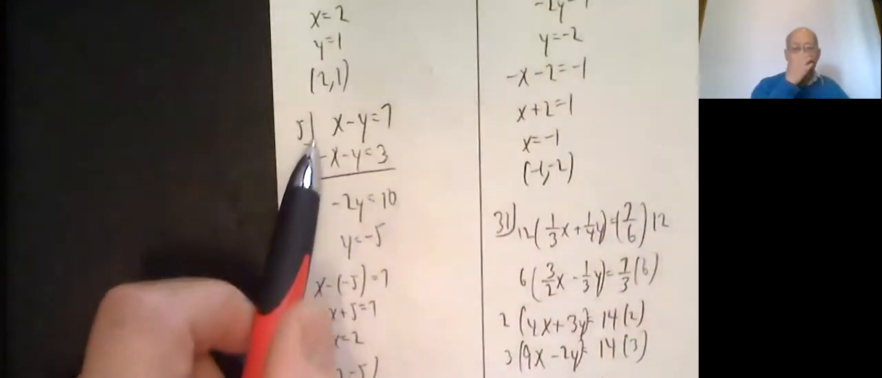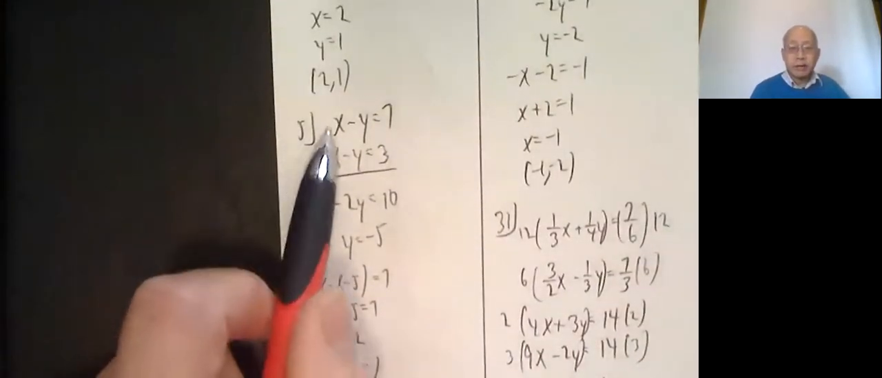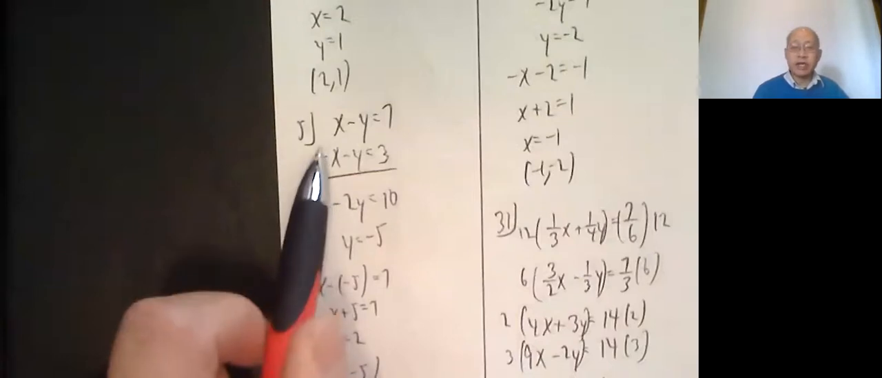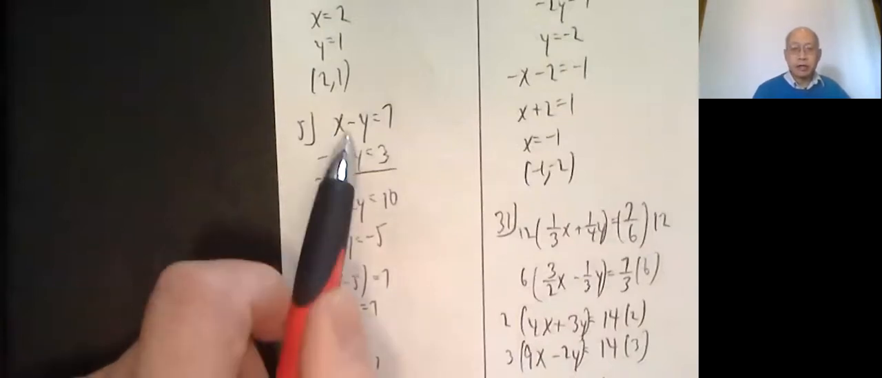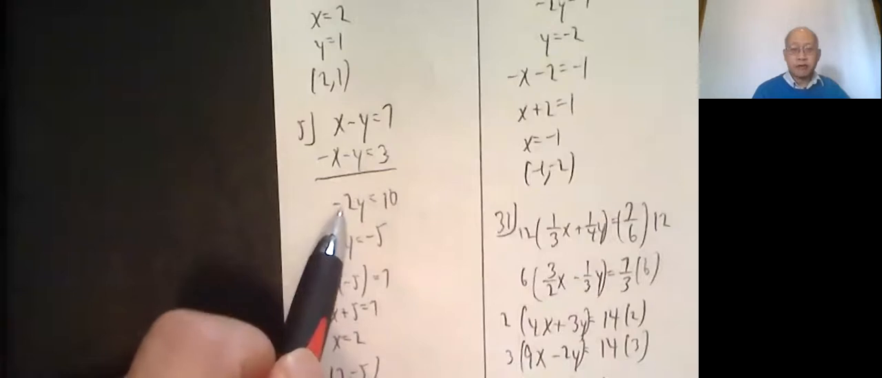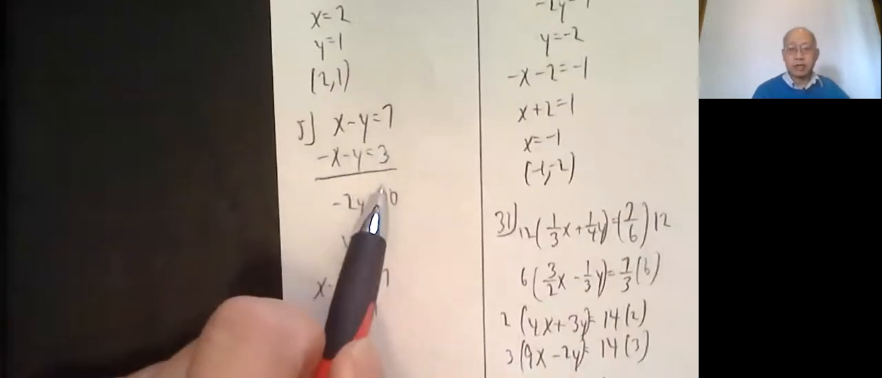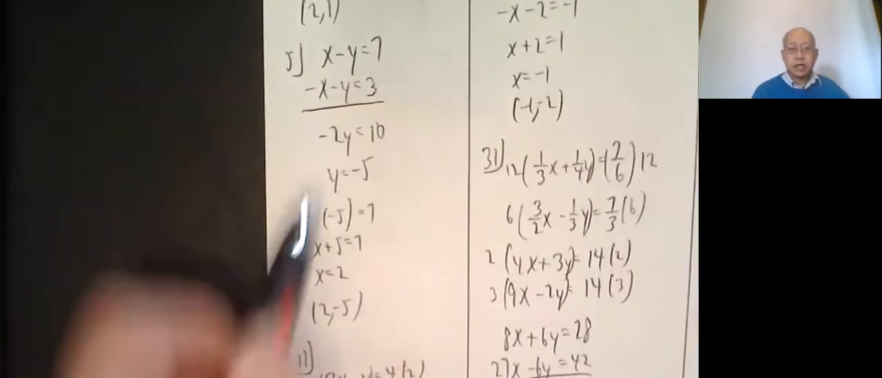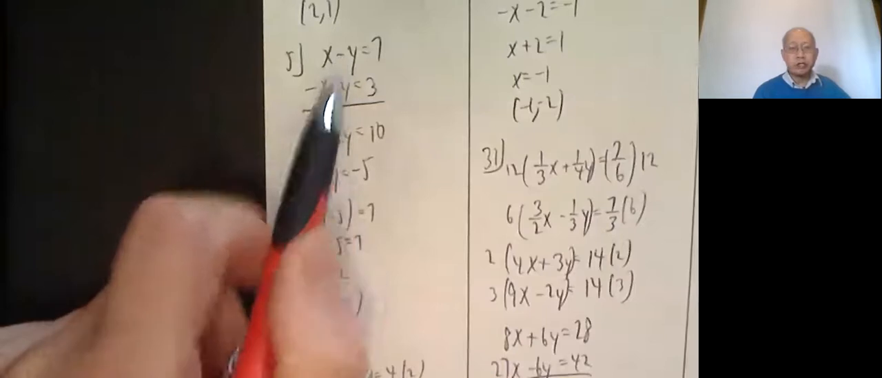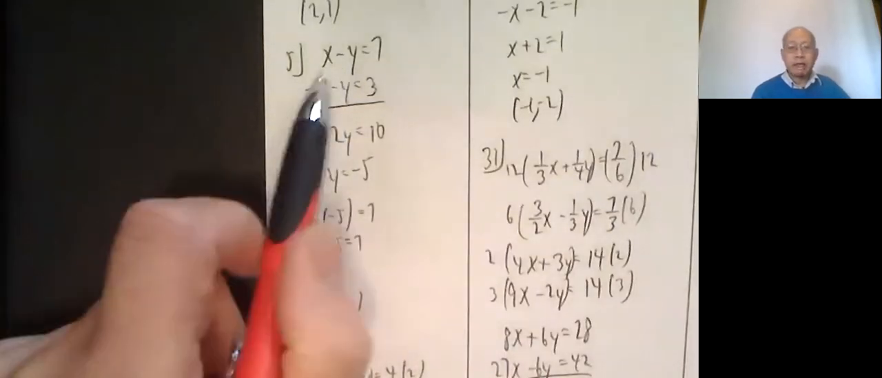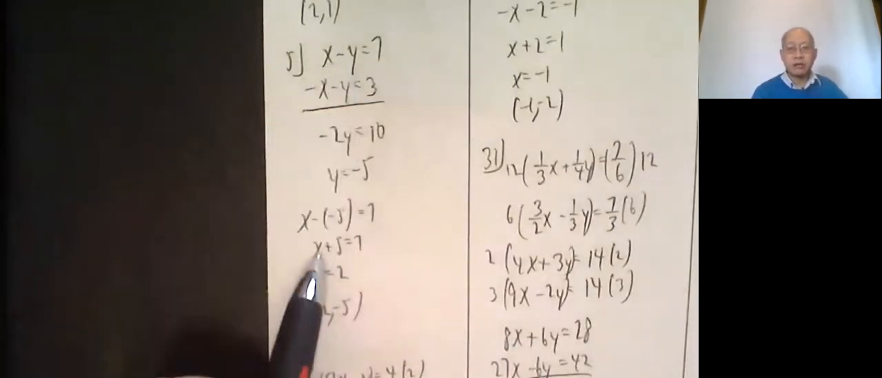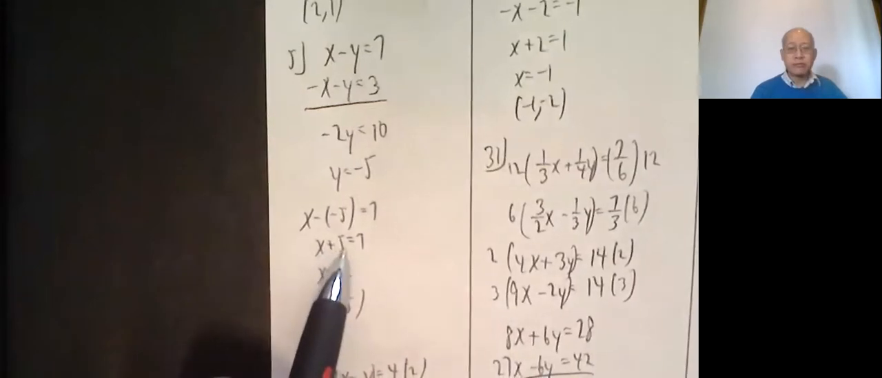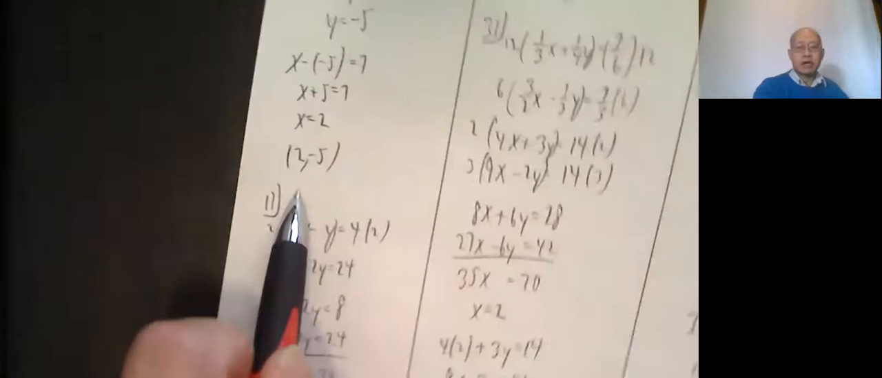Number 5, what happens if I add right away? This time the x gets eliminated. So it doesn't matter if you eliminate the x or the y. So x is gone. Negative y minus y is negative 2y. 7 plus 3 is 10. Divide by negative 2, y equals negative 5. Then decide to plug back into this equation. You can plug back into either equation. X minus a negative 5 equals 7. That's x plus 5 equals 7. Subtract 5, x equals 2. So the ordered pair is 2 comma negative 5.